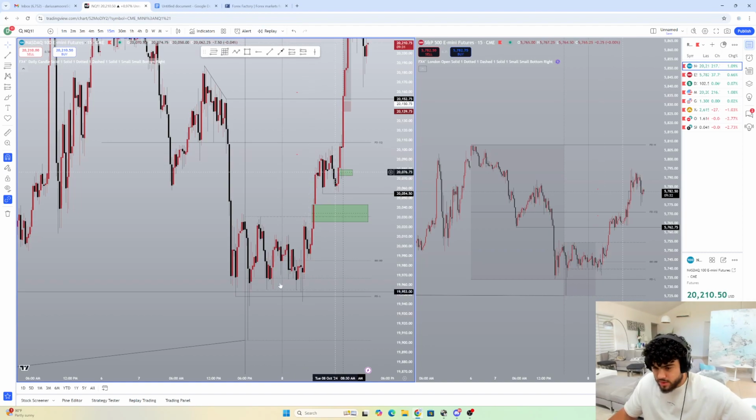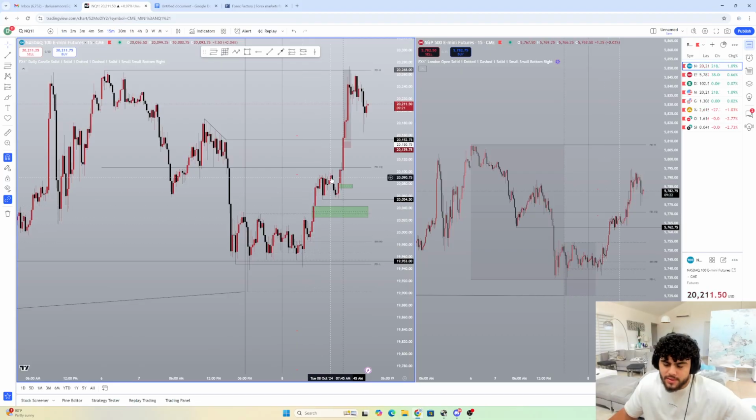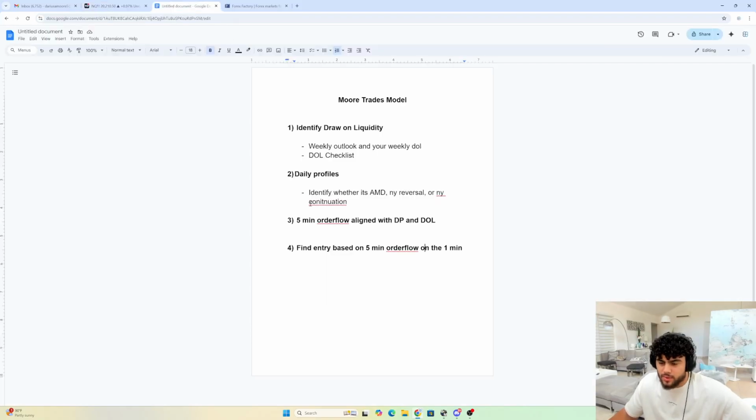We get the reversal, and while doing that, we also swept some Asia session liquidity. So this is a New York continuation day. Looks very clear. The only way that I would have shorted is if we disrespected this range, which we didn't even come close to. Yeah, so now that's the first 2 steps. Identify the drawn liquidity, identify daily profile. I'm bullish based on these 2 things.